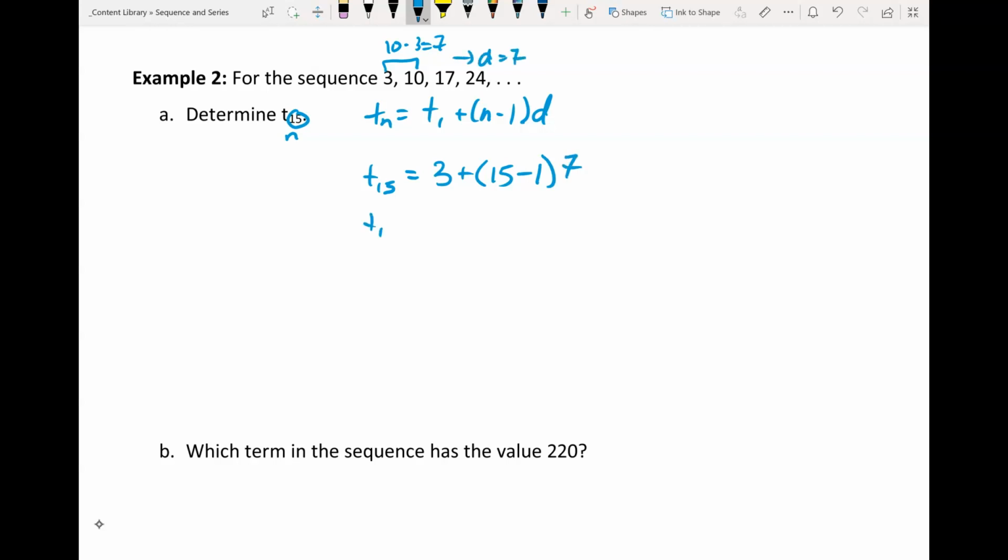Now we're going to simplify this, and we're going to be able to find the 15th term. So that's 3 plus 14 times 7. 14 times 7 plus 3 is 101. So that is our 15th term in the sequence.